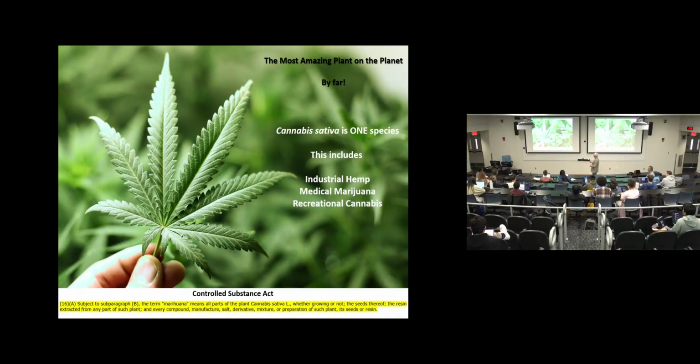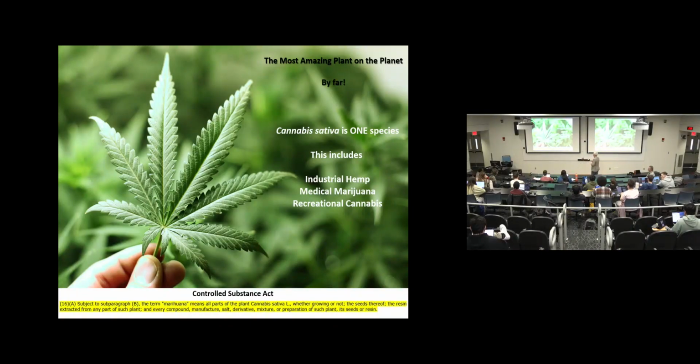Okay? So this is the main thing. So one species, and this means that industrial hemp, medical marijuana, and recreational are all the three main types of industries that come from this one plant. Okay? So that's the good thing.